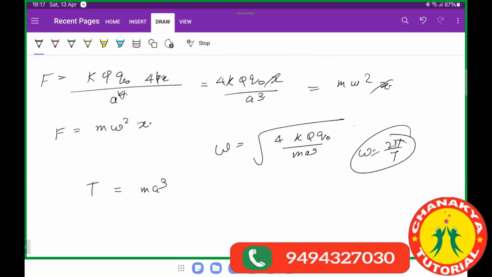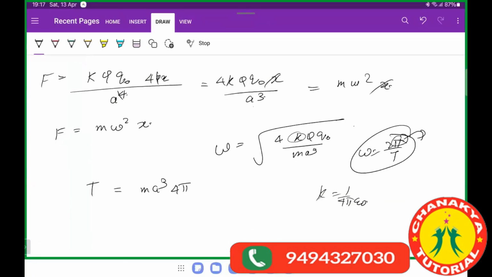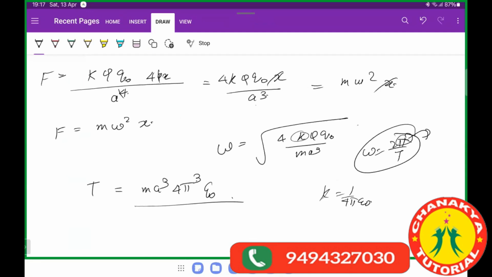So this will become, let's say k equals 1 by 4 pi epsilon naught. So it will be 4 pi. If I'm bringing this inside here, this pi inside will become pi cube. Pi cube into epsilon naught m a cube. Then q naught under root. Okay, this much long.